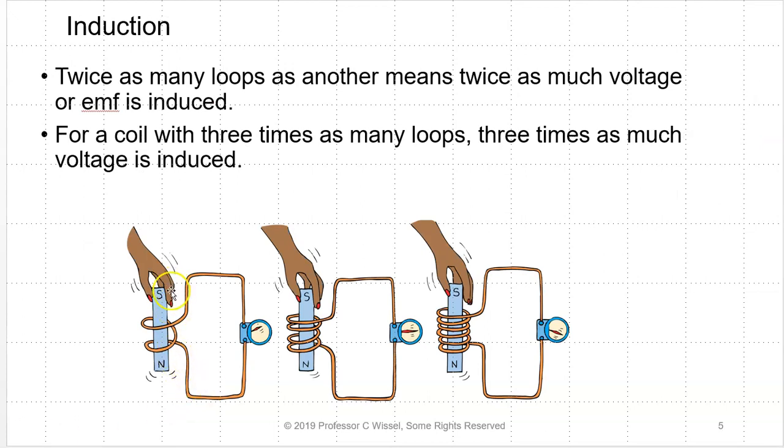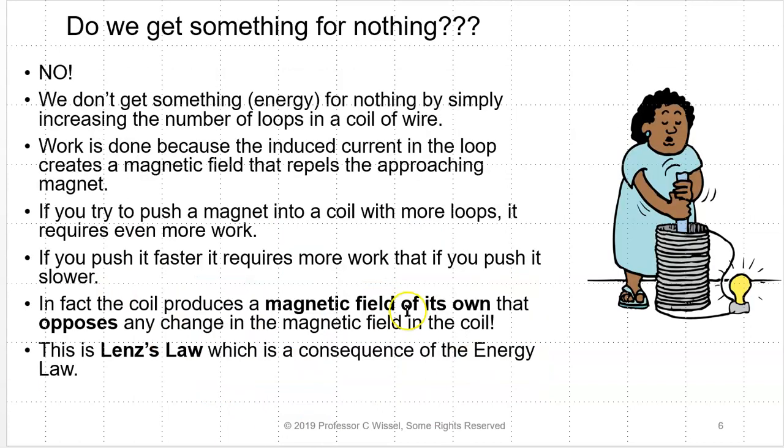So for instance, here this might produce 1 volt of EMF. This is twice as many loops. That would produce 2 volts, and this is 3 times. That would make 3 times as much EMF. However, it would be much harder to do this than that. So the effort increases as the number of loops increases because you can't get something for nothing. We don't get energy for nothing by simply increasing the number of loops in a coil or wire.